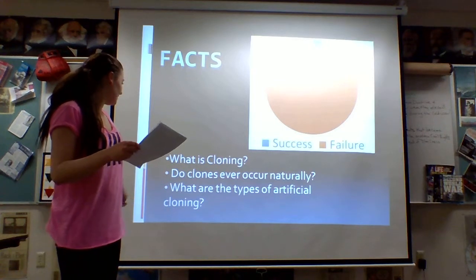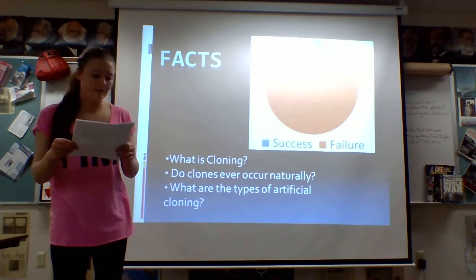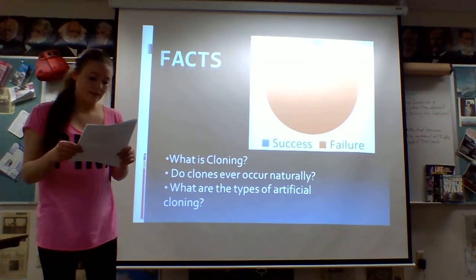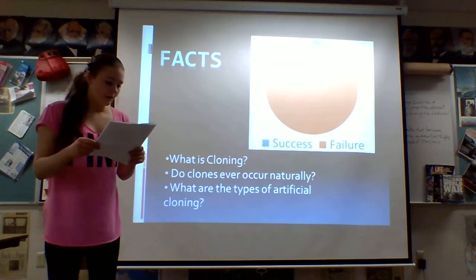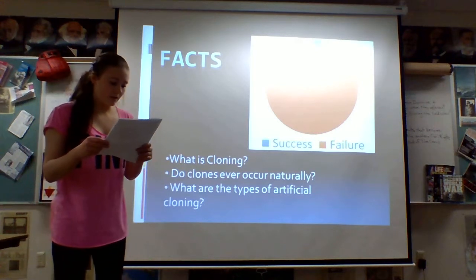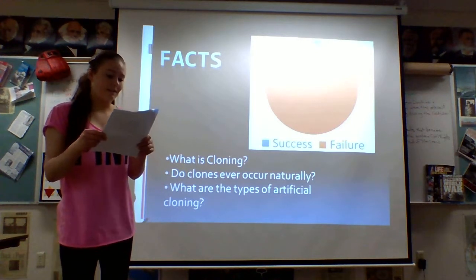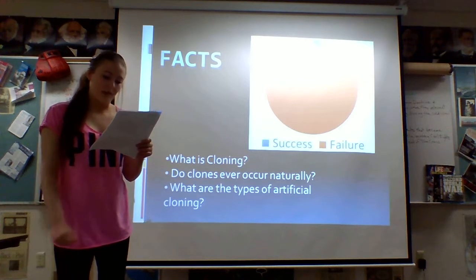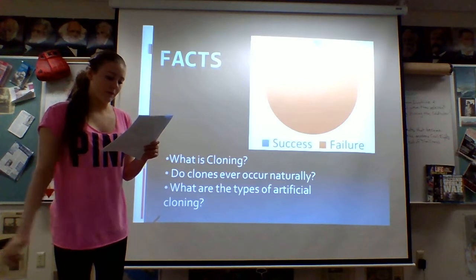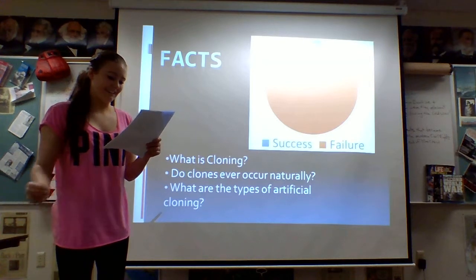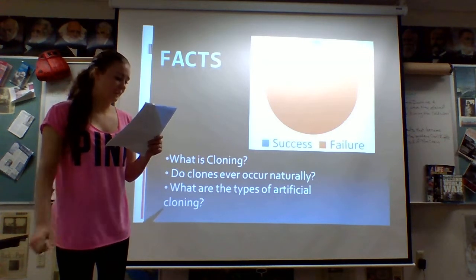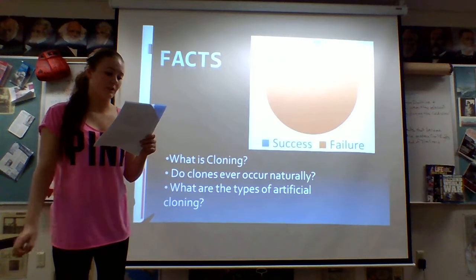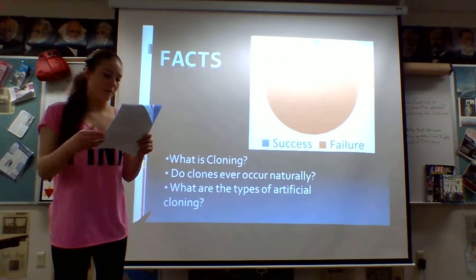What are types of artificial cloning? There are 3 different types of artificial cloning: gene cloning, reproductive cloning, and therapeutic cloning. Gene cloning produces copies of genes or segments of DNA. Reproductive cloning produces copies of whole animals. Therapeutic cloning produces embryonic stem cells for experiments aimed at creating tissues to replace injured or diseased tissues.